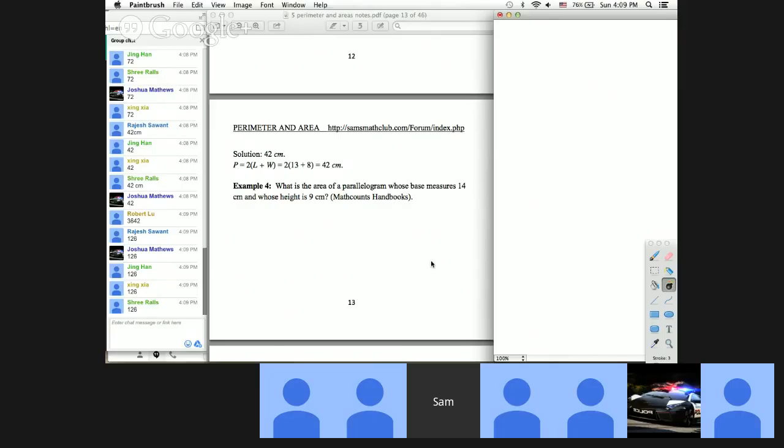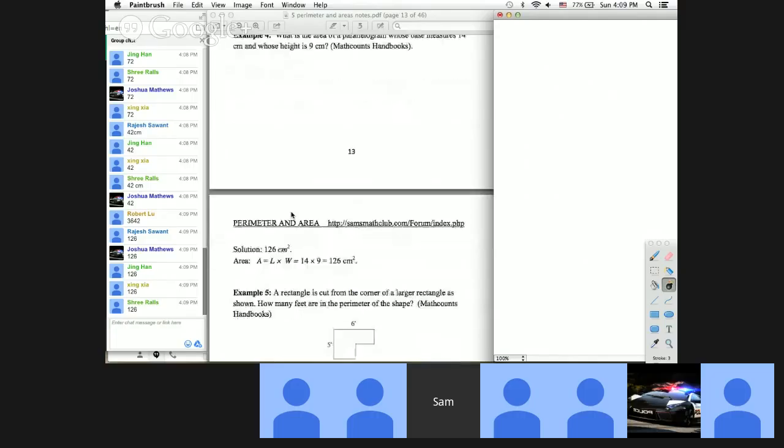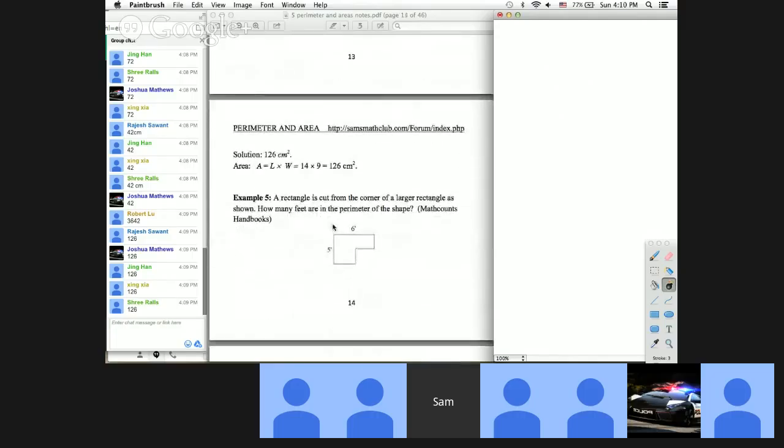Right, nice job, everybody down here. It's just base times height, 14 times 9, which is 126. Okay, so onto a slightly harder one. A rectangle is cut from the corner of a larger rectangle as shown. How many feet are in the perimeter of this shape? So what is the perimeter of this shape?